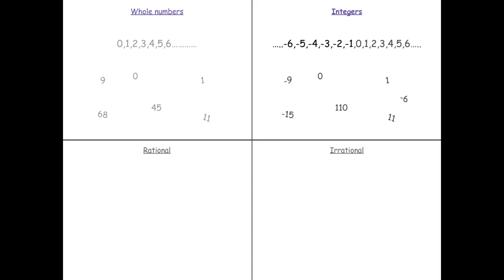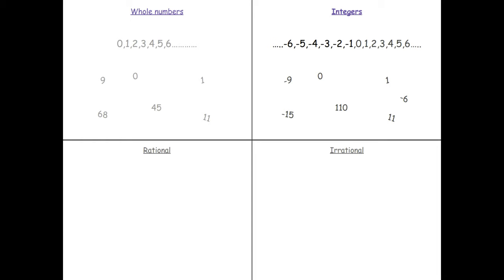Now we have integers. Integers are whole numbers, but they include negative numbers as well. Again, integers, like whole numbers, do not have a fractional component. They do not have any numbers after the decimal point. There is no negative 1.3333. There is no 0.75. There are no numbers after the decimal, like 1.0. They don't have any numbers after the decimal, so they're called an integer.